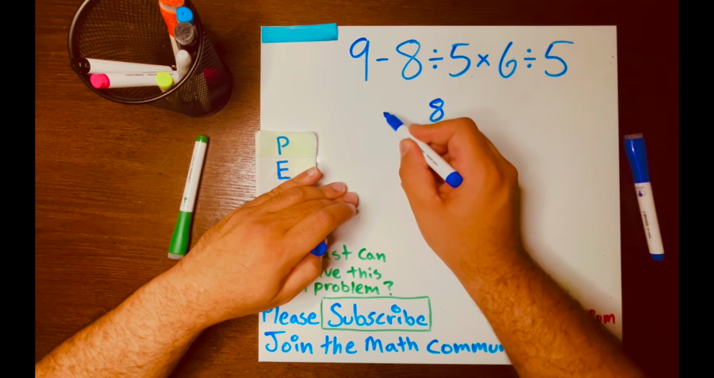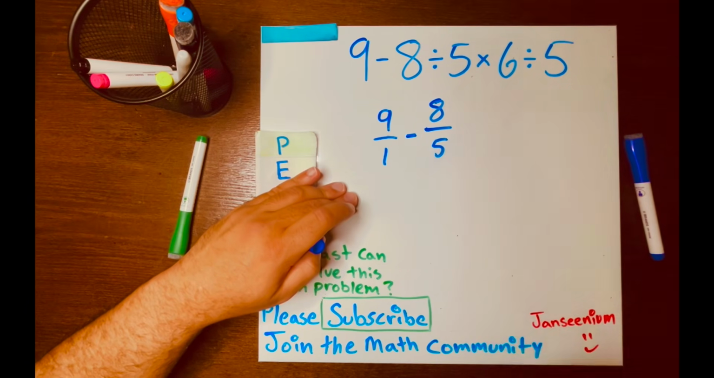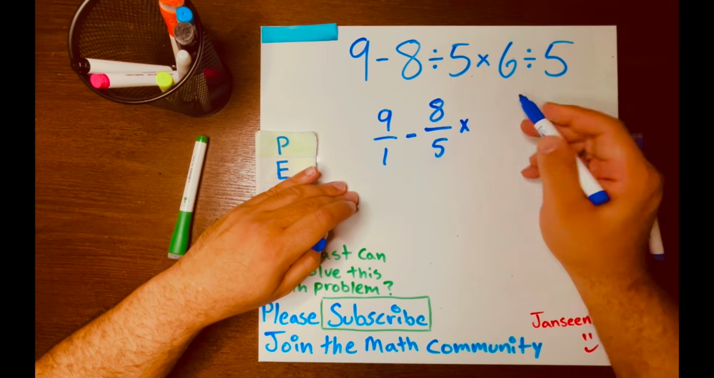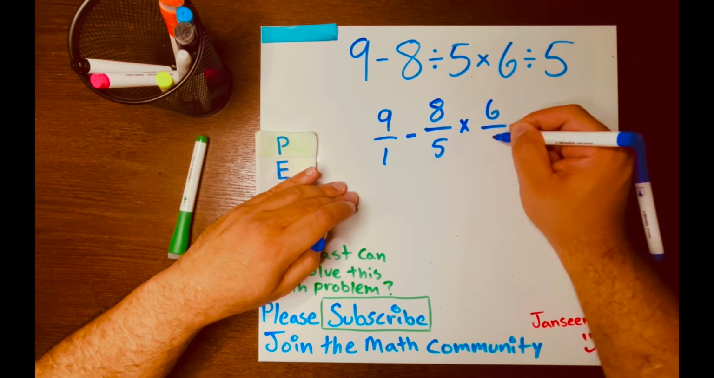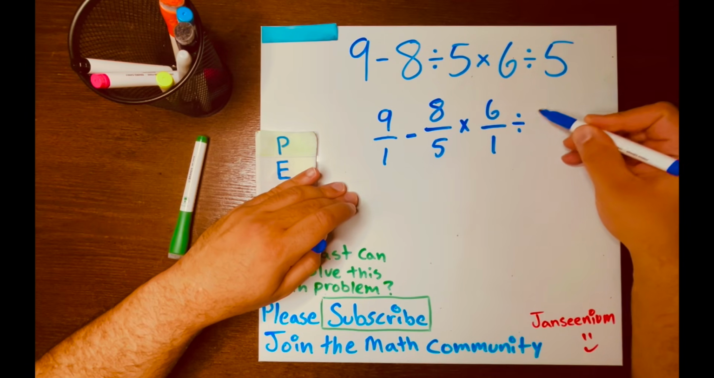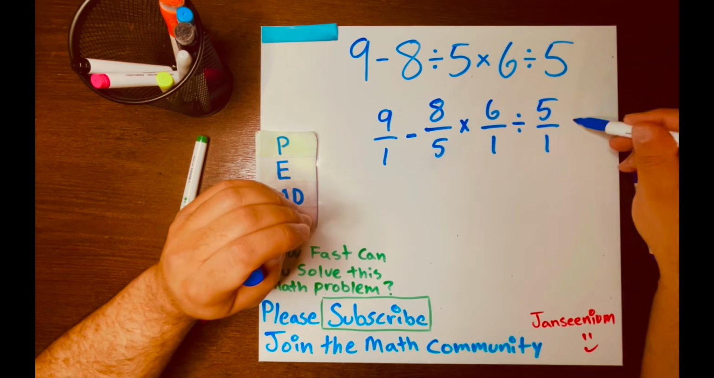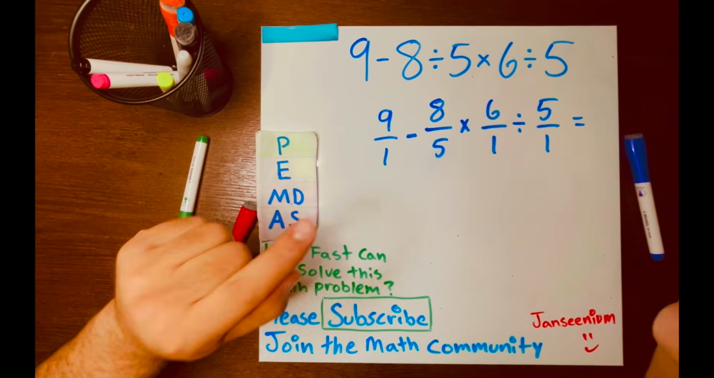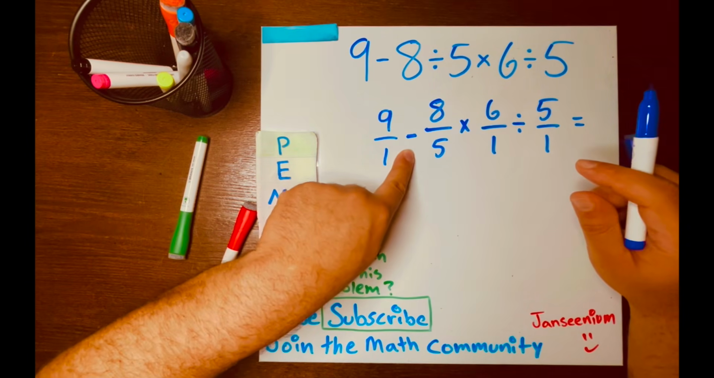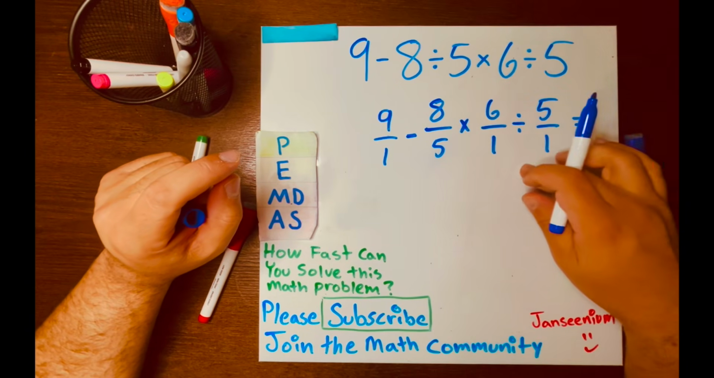Next, I turn this 9 into a fraction, so 9 over 1. Then write minus. I keep 8 over 5 times. I write this 6 as a fraction as well, 6 over 1 divided by 5, but I turn that into a fraction as well, 5 over 1, equals. Next, I start with multiplication, not subtraction, not division, because you'll get the answer wrong.